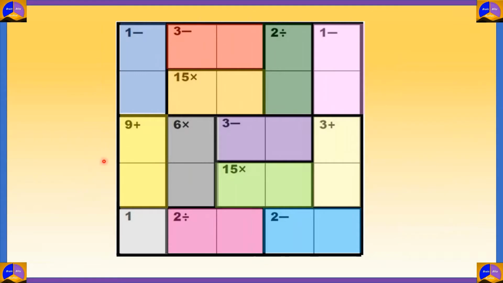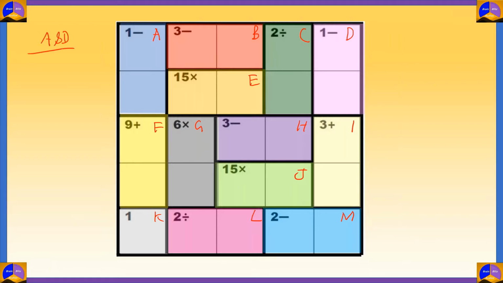Now, this is our first Mathdoku puzzle. Let's name the cages. This will be cage A, cage B, cage C, D, E, F, G, H, I, J, K, L, M. Now, as cage A and cage D are similar, they will have the same options.